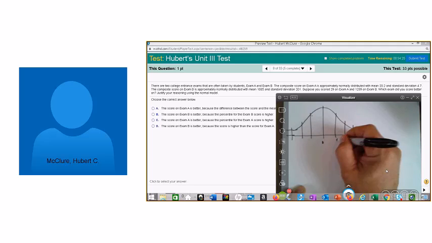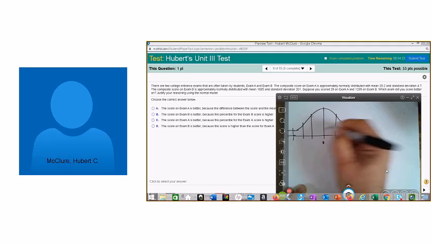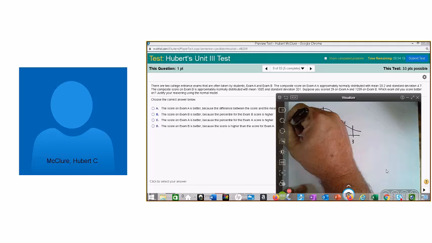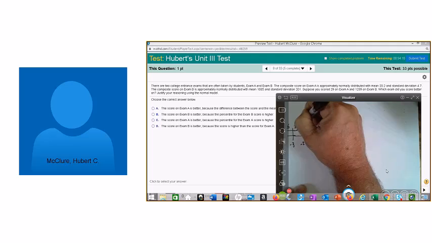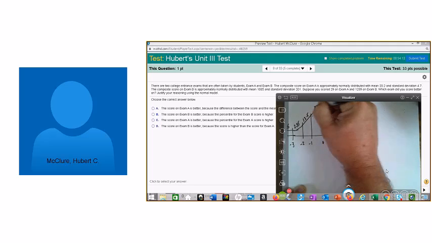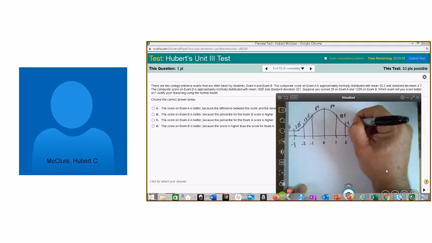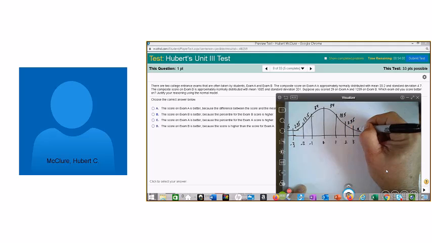0, 1, 2, 3, -1, -2, -3. The percentages are 0.15, 2.35, 13.5, 34, 34, 13.5, 2.35, and 0.15.